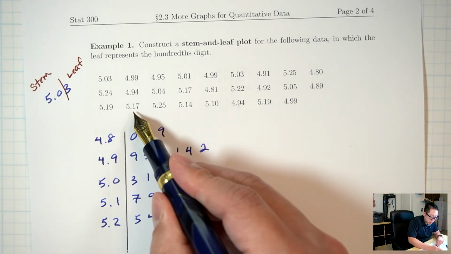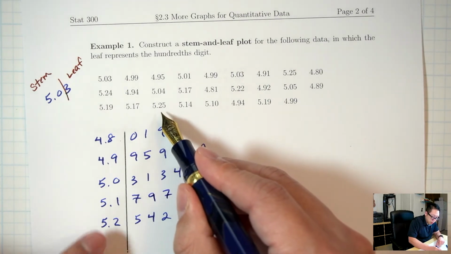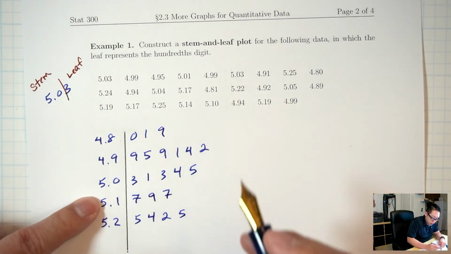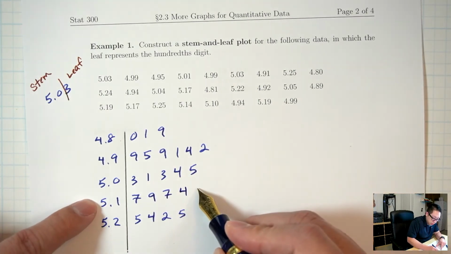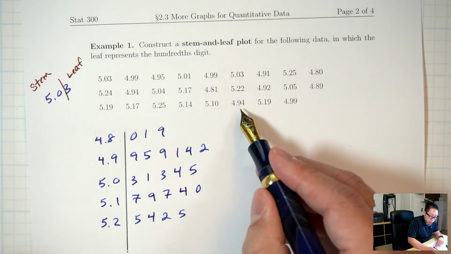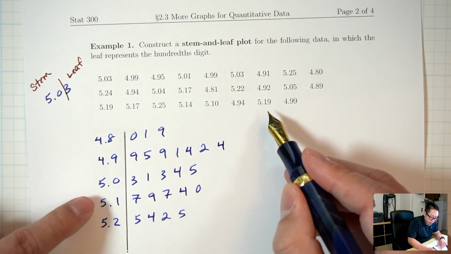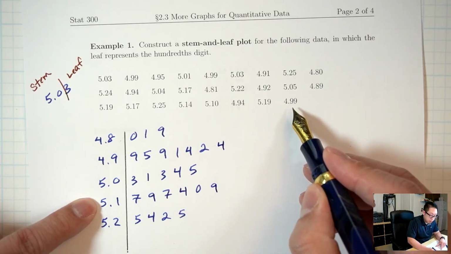5.17. 5.25. 5.14. 5.10. 4.94. 5.19. And 4.99.